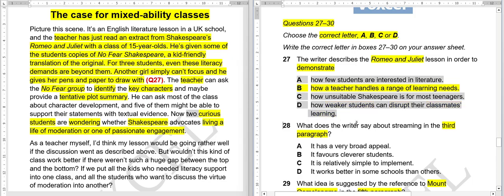So the writer is just trying to demonstrate how a single teacher is handling a class containing students of different abilities, hence mixed ability classes. I hope it is clear.